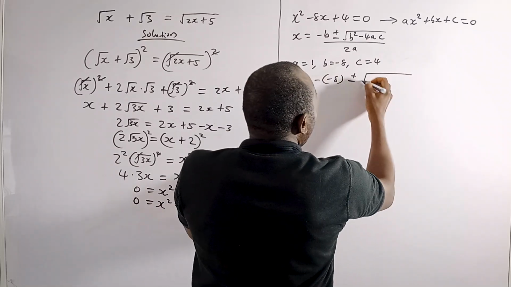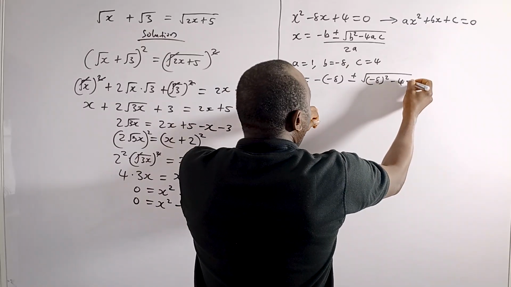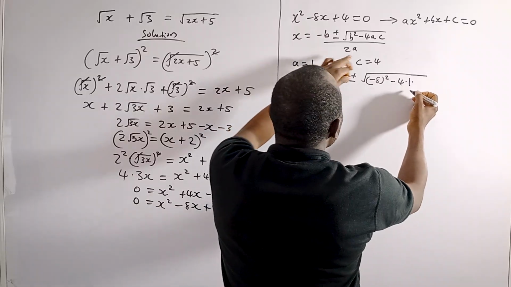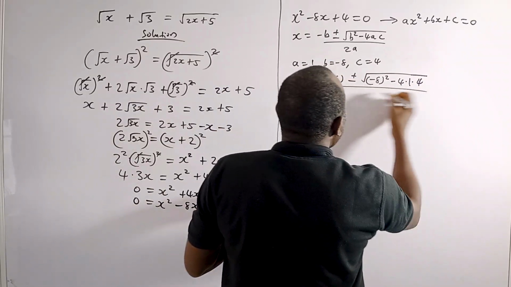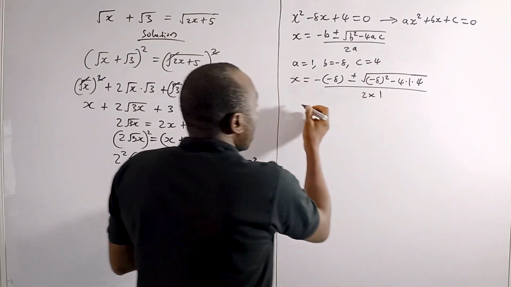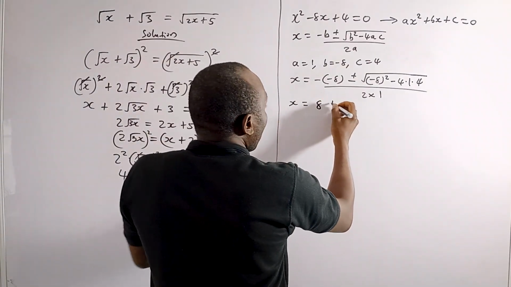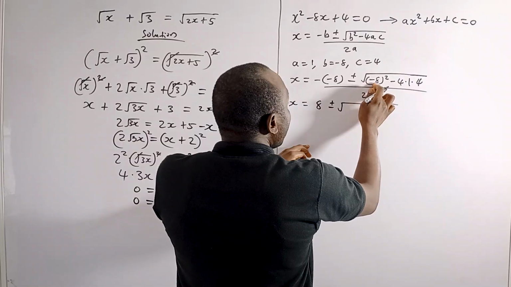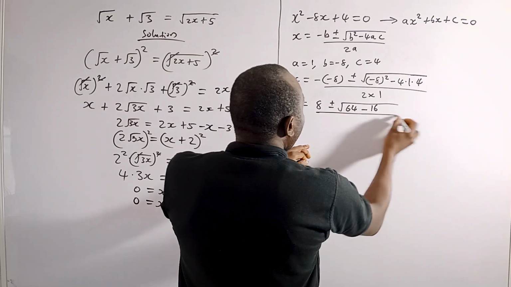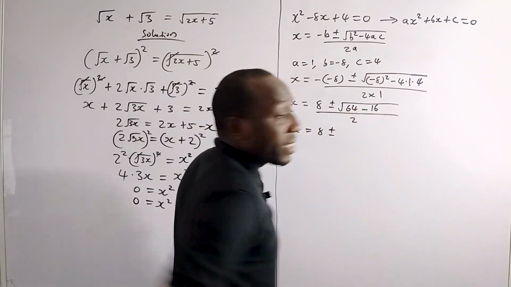So x is equal to negative, b is negative 8, plus or minus the square root of negative 8 squared, minus 4 times a, which is 1, times c, which is 4, all divided by 2a, or a is what now? A is 1, so times 1. Now x is equal to negative times negative 8 is what? 8, plus or minus the square root of negative 8 squared is 64, 4 times 1 times 4 is what? 16, all divided by 2. X is now equal to 8 plus or minus 64 minus 16 is 48.